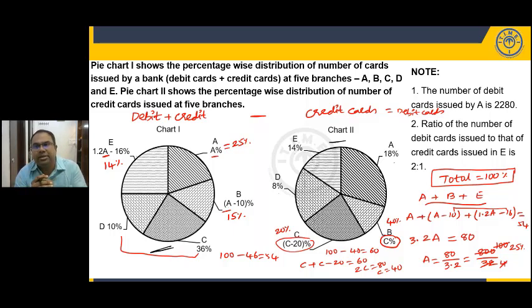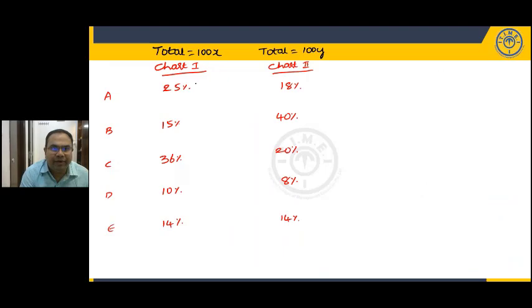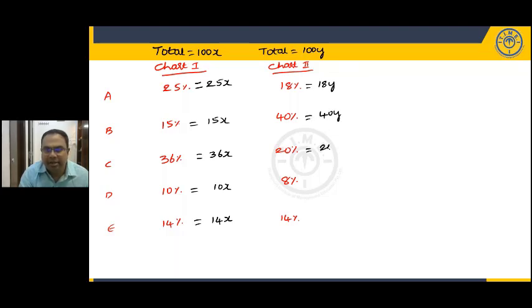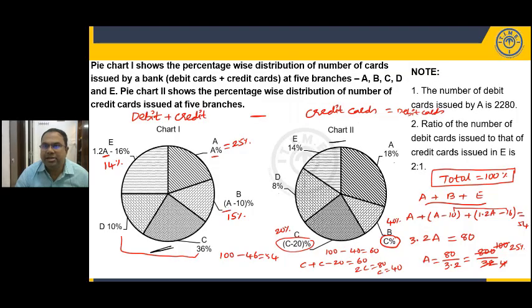Now, to find out these values, we have some clues. Number of debit cards issued by A is 2280. Now, friends, can I write these values? 25% of 100x is 25x, 15% will be 15x, 36% would be 36x, 10% should be 10x, 14% should be 14x. Similarly, chart 2 values: 18% of 100y is 18y, this is 40y, this is 20y, this is 8y, this has to be 14y.